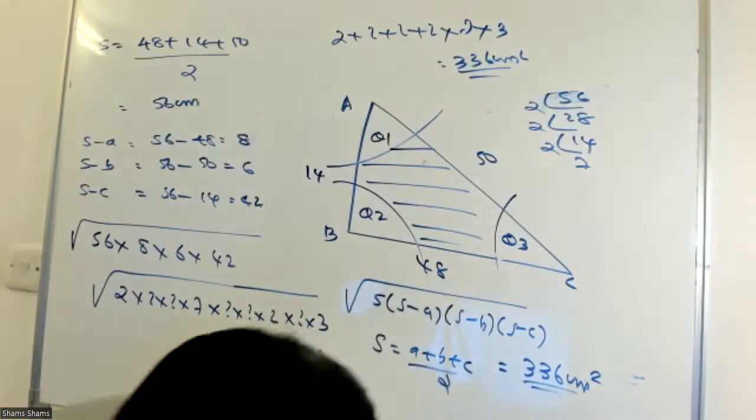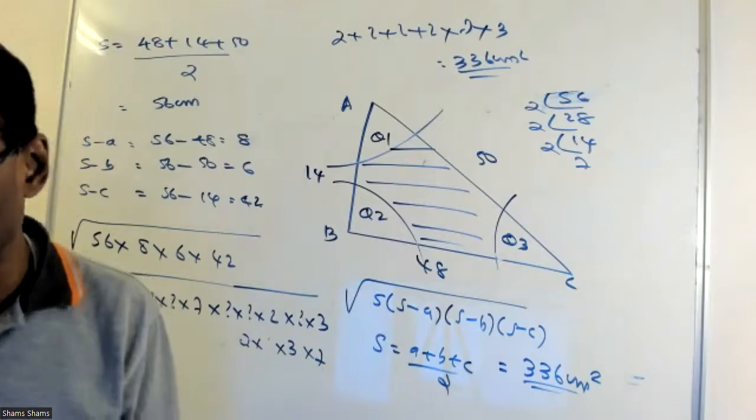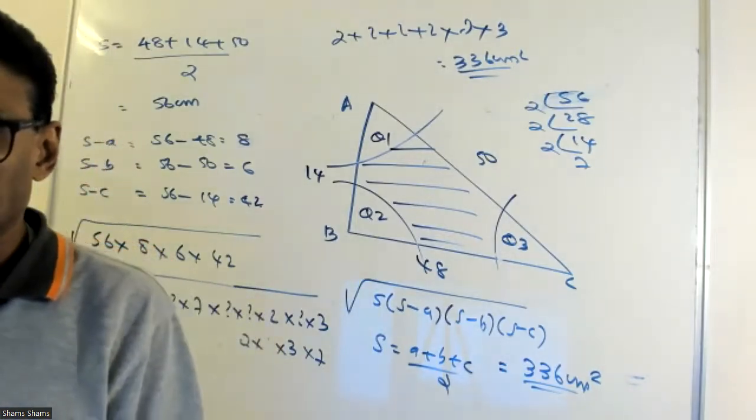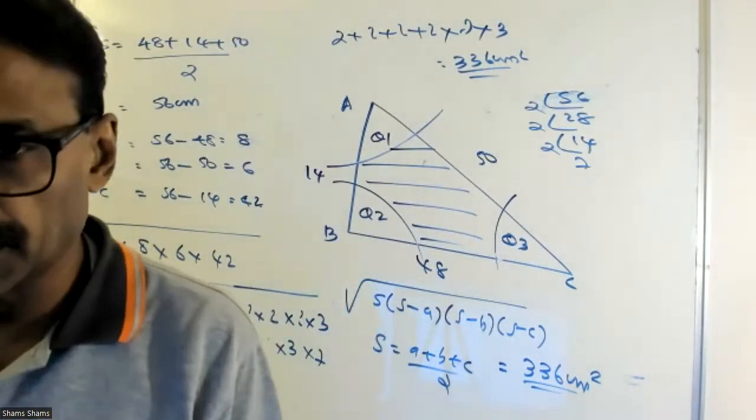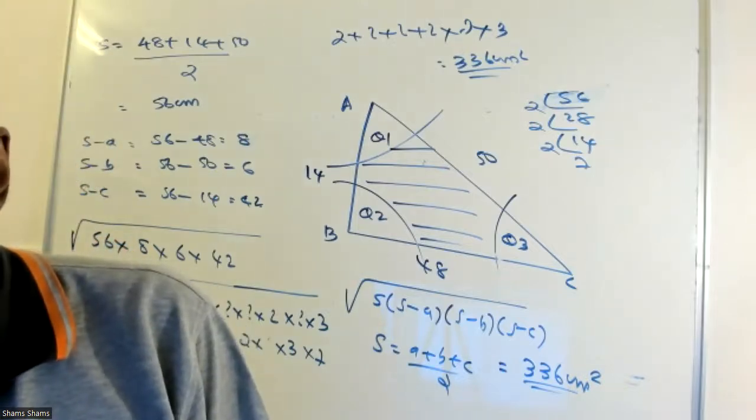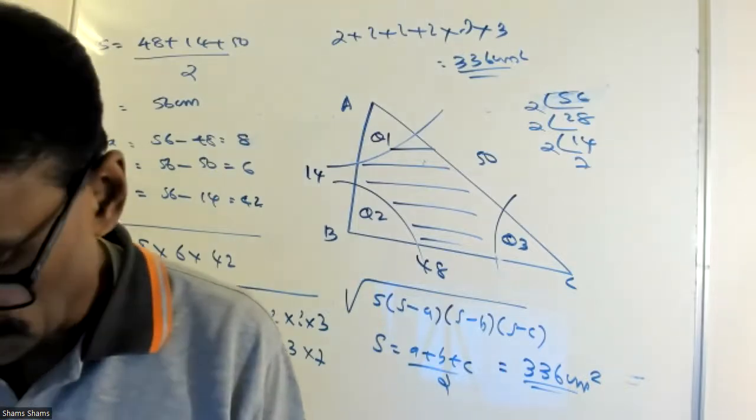Okay, so the answer is 296.75 centimeter square. Hari, now correct? Okay, so next one.